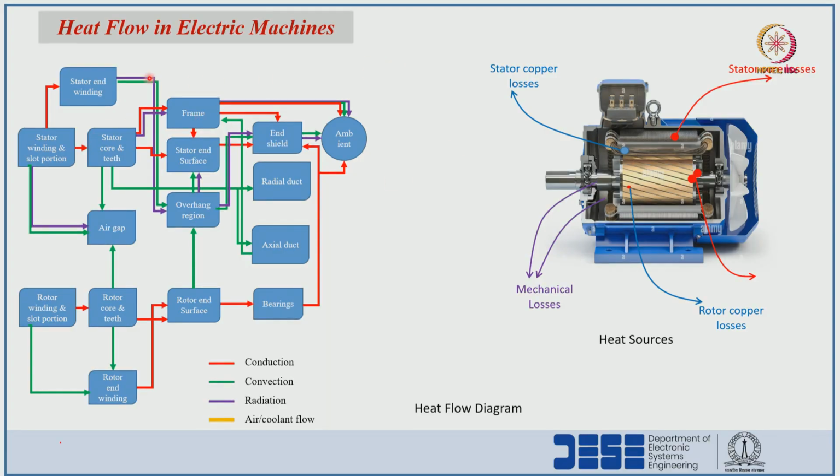We can see here the heat flow in an electrical machine, which we have discussed in the earlier lectures, by considering the different nodes and different types of losses I am showing here.